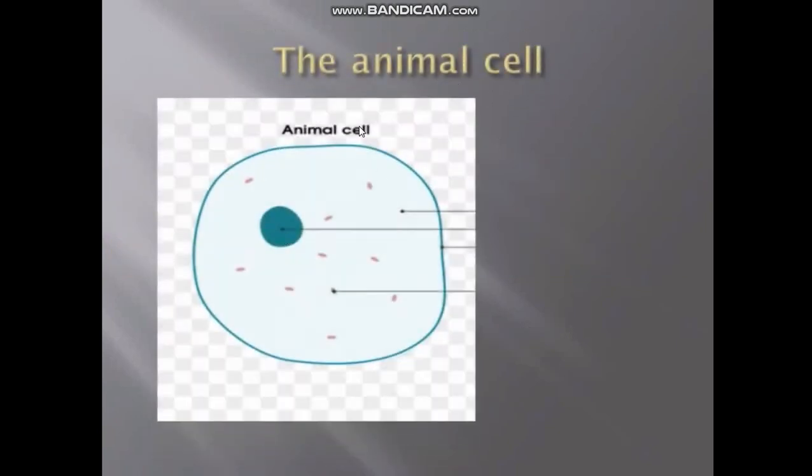This is the structure of the animal cell as we see in the picture. The animal cell consists of three main parts, which are the cytoplasm. This empty space here, this is the cytoplasm. The nucleus, the dark spot or the dark circle inside the cell, is the nucleus. The plasma membrane, the outer line that surrounds the cell, is the plasma membrane, and some small vacuoles. Again, the structure of the animal cell consists of the cytoplasm, nucleus, plasma membrane.